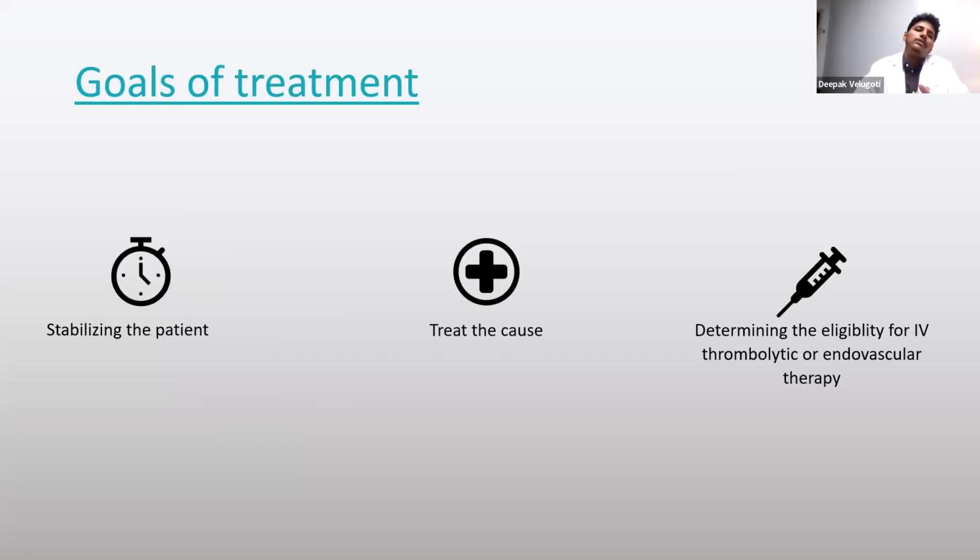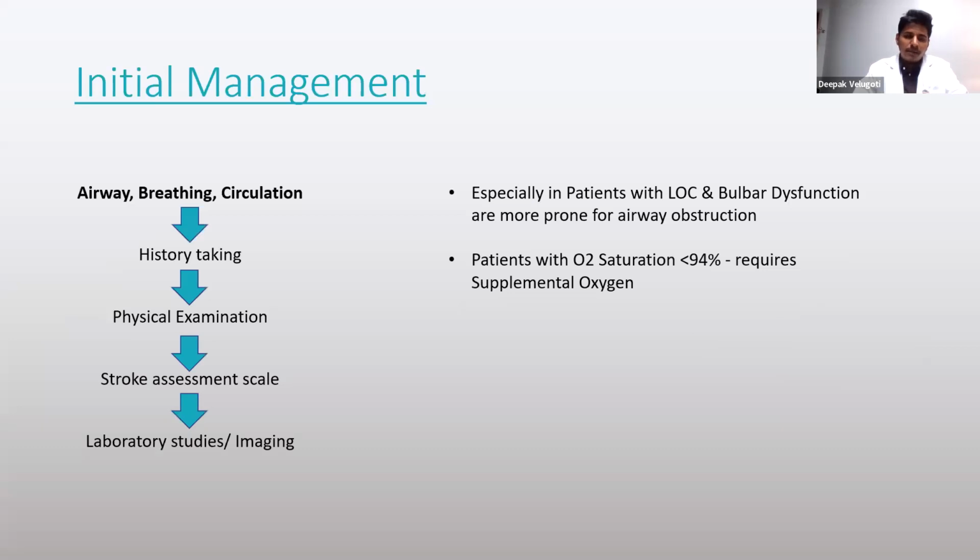Coming to the treatment. So these are the goals of the treatment for patients with stroke. First we have to stabilize the patient, treat the cause, and determine whether the patient is eligible for thrombolytic or endovascular therapy or not. Coming to stabilizing the patient with stroke, first we have to assess the airway, breathing, and circulation, where patients with loss of consciousness and bulbar dysfunction are more prone to airway obstruction. Patients can also develop hypoxia, which is described as oxygen saturation less than 94%, and require supplemental oxygen.